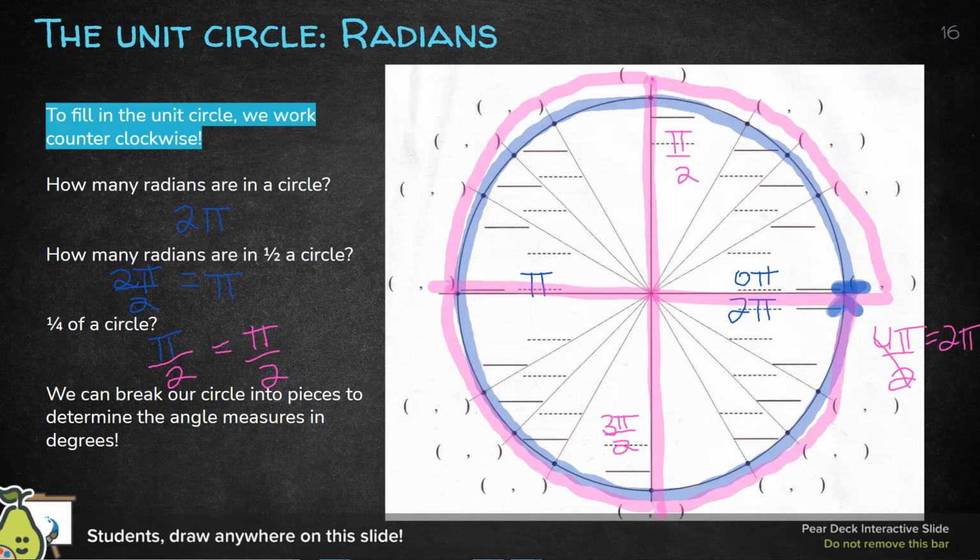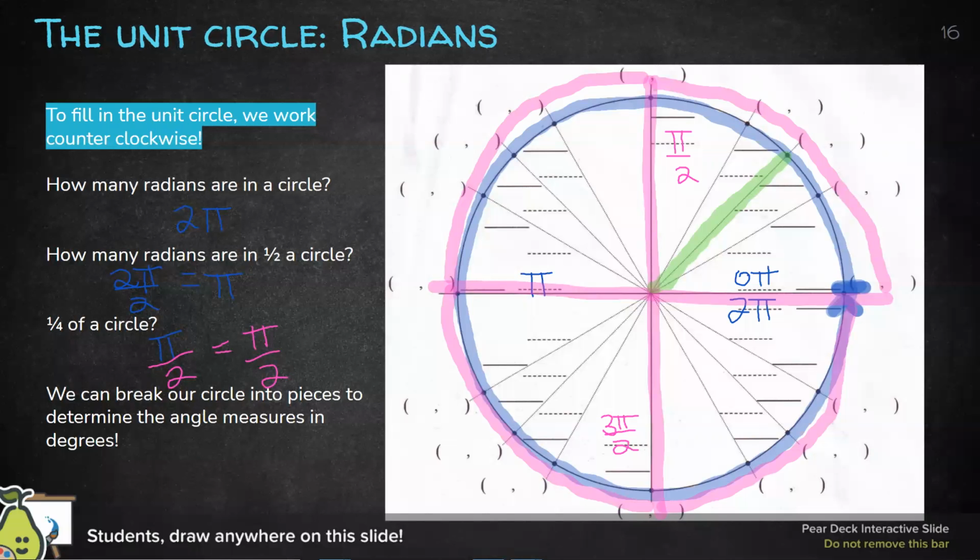So now that we've broken things into quarters, we're going to continue to break our circle down into pieces, just like we did with the degrees. It's just now we're working in increments of pi, starting with 0 to 2 pi. We broke that in half to get pi, broke that in half to get pi over 2. So now we're going to continue breaking things in half. If pi over 2 is up here, what is half of pi over 2 to get that measure?